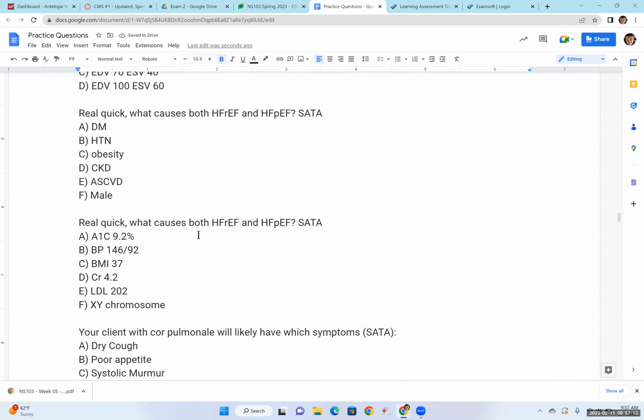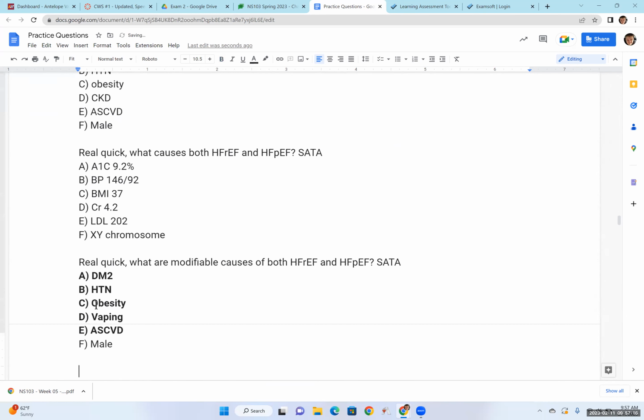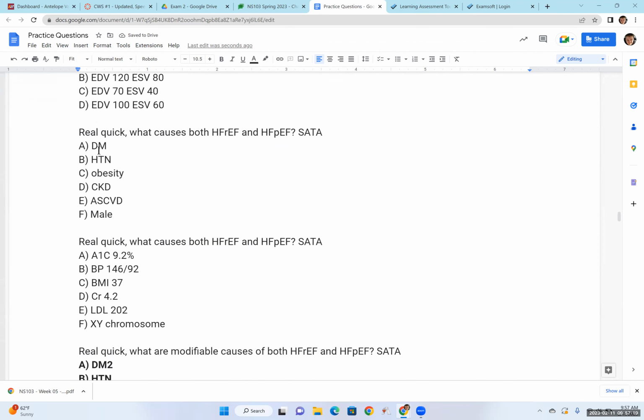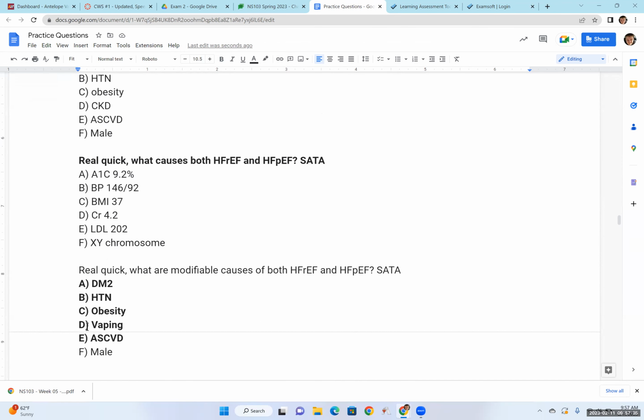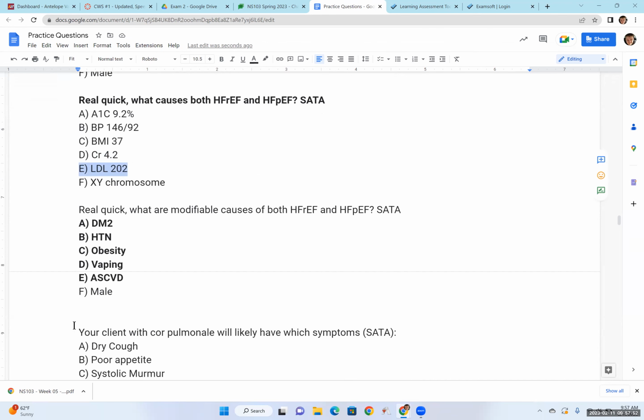Okay, so like what causes A1C is this. Let's put this one down here. Okay, so diabetes, A1C at 9.2. So it has to be more specific. This would be the ideal question here: what would cause HFrEF, HFpEF? So if you have uncontrolled diabetes, that can lead to ASCVD, which is kind of unrelated. This wouldn't be a perfect question. This is just an off the cuff question, but BP 146/92, yeah, that can cause damage, right? BMI 37 can cause ASCVD, which causes damage, right? Creatinine 4.2 is your CKD, LDL 202 is ASCVD, right? And XY chromosome is a male.